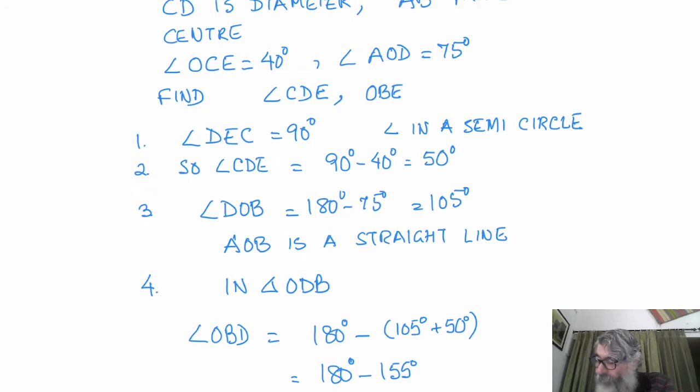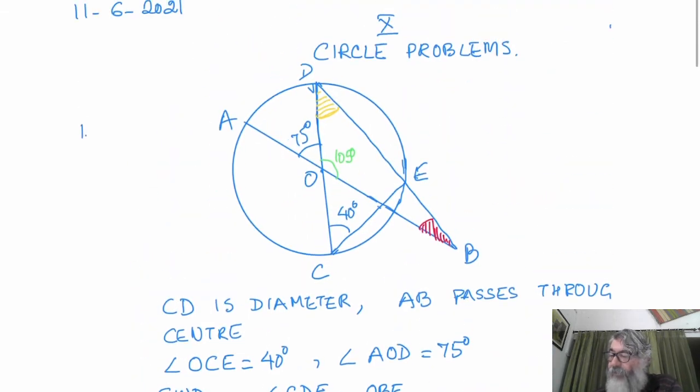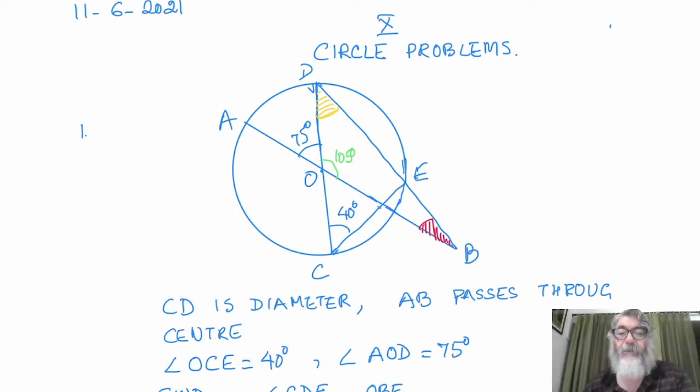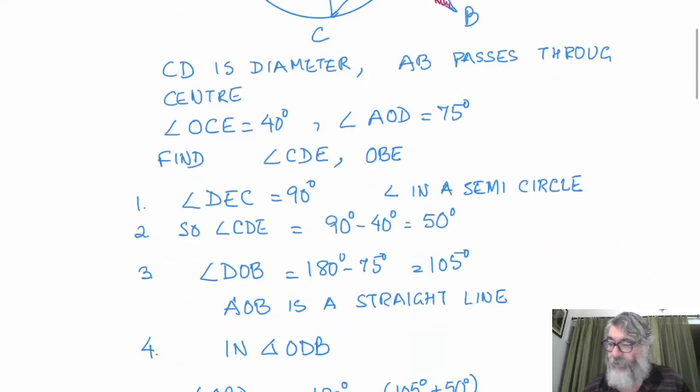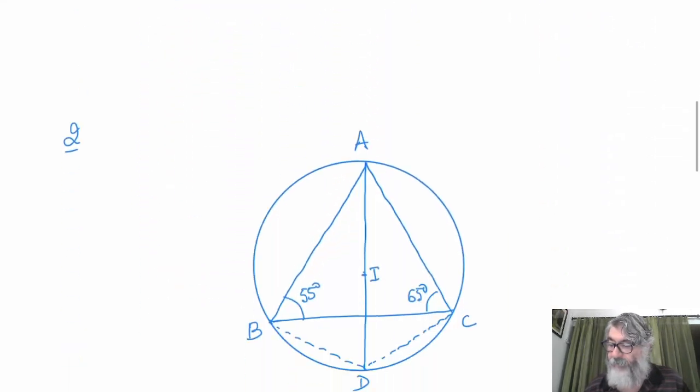This has come out to be 25 degrees. 25 plus 105 will be 130, and that plus 50 will be 180. So we have calculated all the three angles which were required, and I have shown them in different colors so that you can understand clearly. Is that clear? Now let us see the second sum.